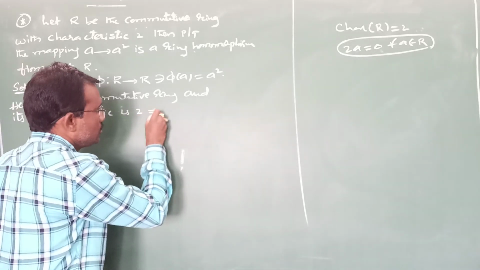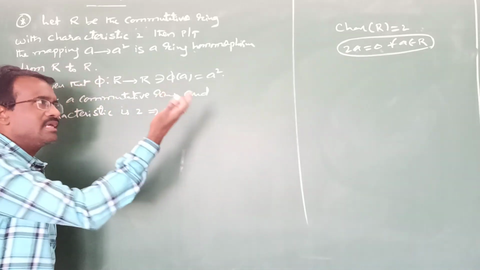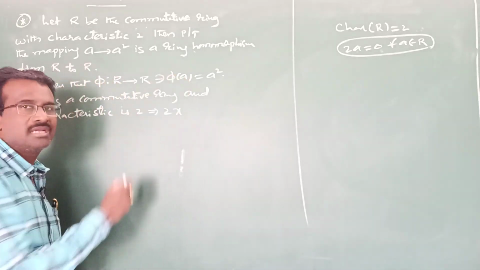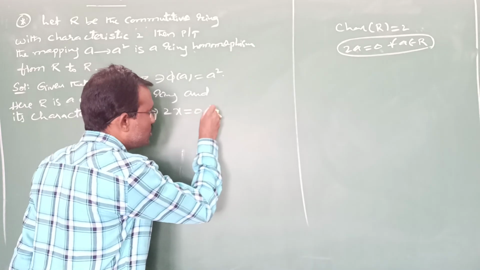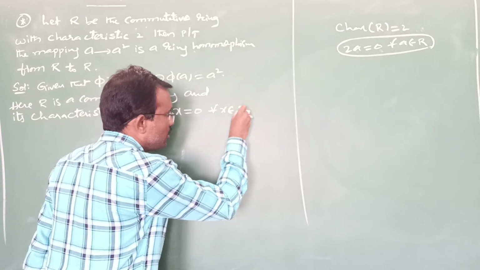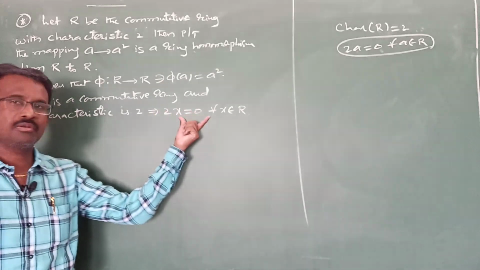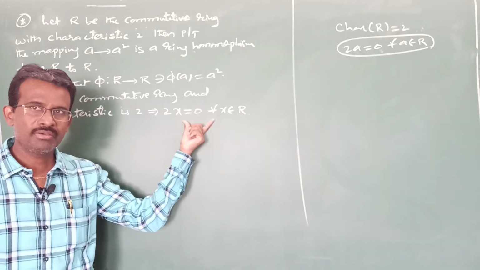That implies 2 into A or X, whatever it may be, you can take. I am writing 2 into X for variety purpose because already here internally they given 2 into X equal to 0 for every X belongs to R. We took X instead of A, right? Just keep this one in mind.